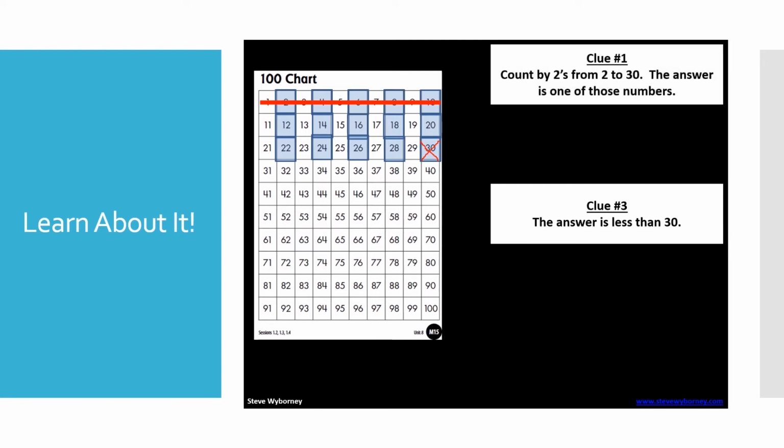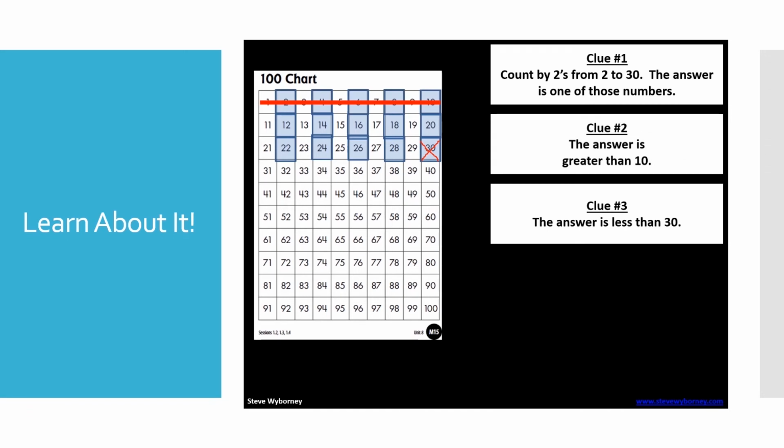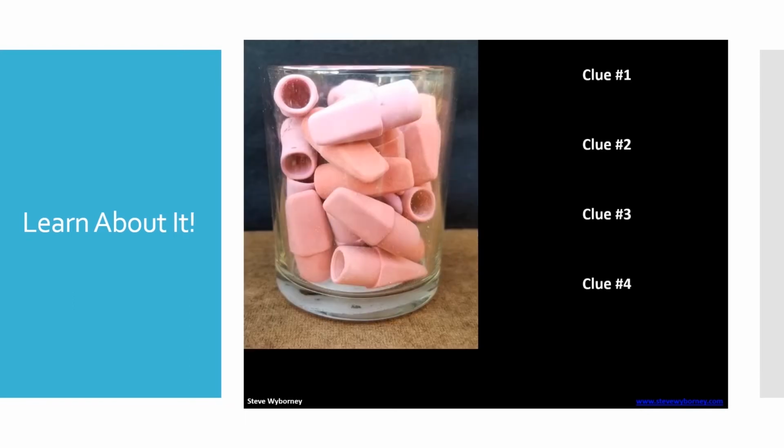Remember, we can count by twos from 2 to 30 to find our number. Our answer is greater than 10, but it is less than 30. What might our number be? Let's take a look at our fourth clue and what we already know.